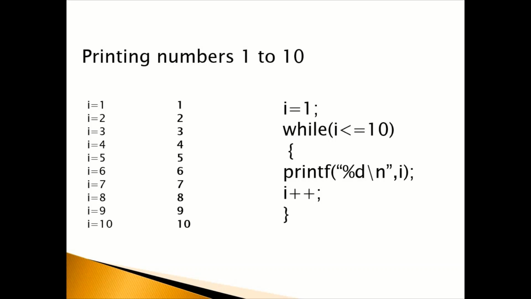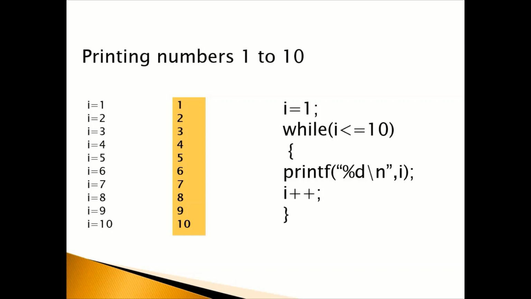After printing 10, when it executes I++, the value of I becomes 11. When it goes back and checks the condition, at this time the condition becomes false because 11 is not less than 10 and nor is it equal to 10. So it stops repeating the block and comes out of the loop. So after execution of this code, we will have the numbers 1 to 10 on the screen.